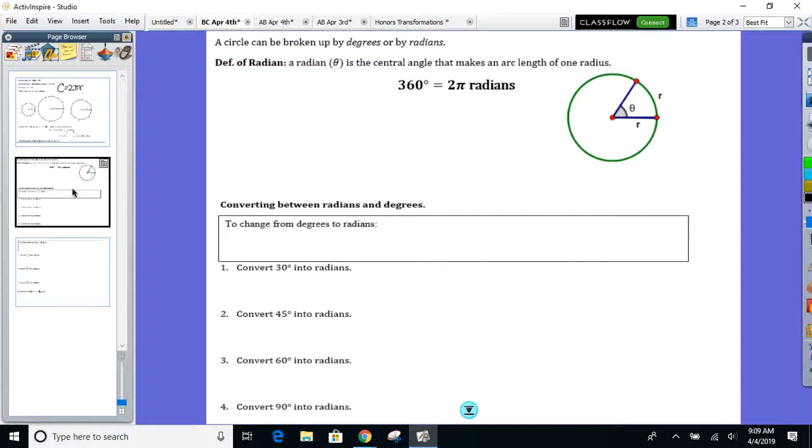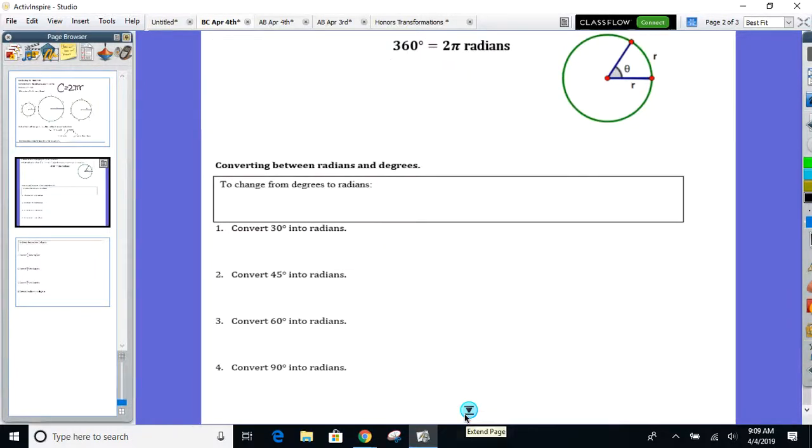Here's what I need you to be able to do now. You know 360 in radians is 2 pi. What about 30 degrees now? What about 45 degrees? What about 60 degrees? 90 in radians. How do I convert those?